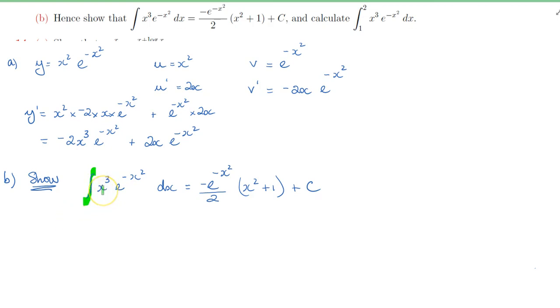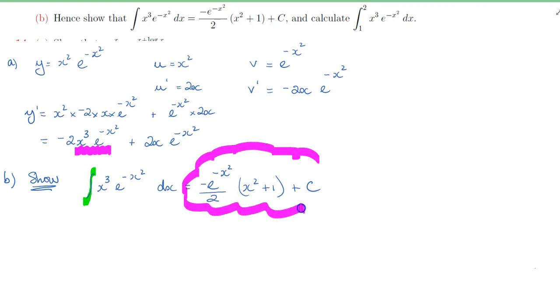This x cubed e to the minus x squared does actually appear here, x cubed e to the minus x squared. But that's about it. This is nowhere. This is not helping at all. You know, honestly, what is that about? And it'll be quite a while before we actually even see that in our solution.